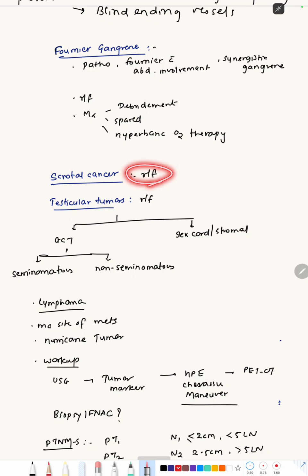Then scrotal tumor, what are the risk factors? The risk factors for scrotal tumors are benzopyrene and shale oil exposure. Testicular tumors, the risk factors, they are undescended testes, history of tumor in contralateral testes, or Klinefelter syndrome that leads to extragonadal germ cell tumor.